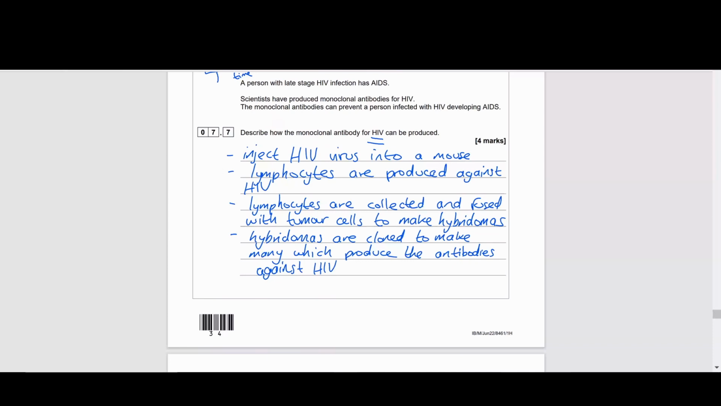So when you're thinking about the process of producing monoclonal antibodies, the key words that need to be mentioned are lymphocytes, hybridomas, and then after that, they're going to be cloned.